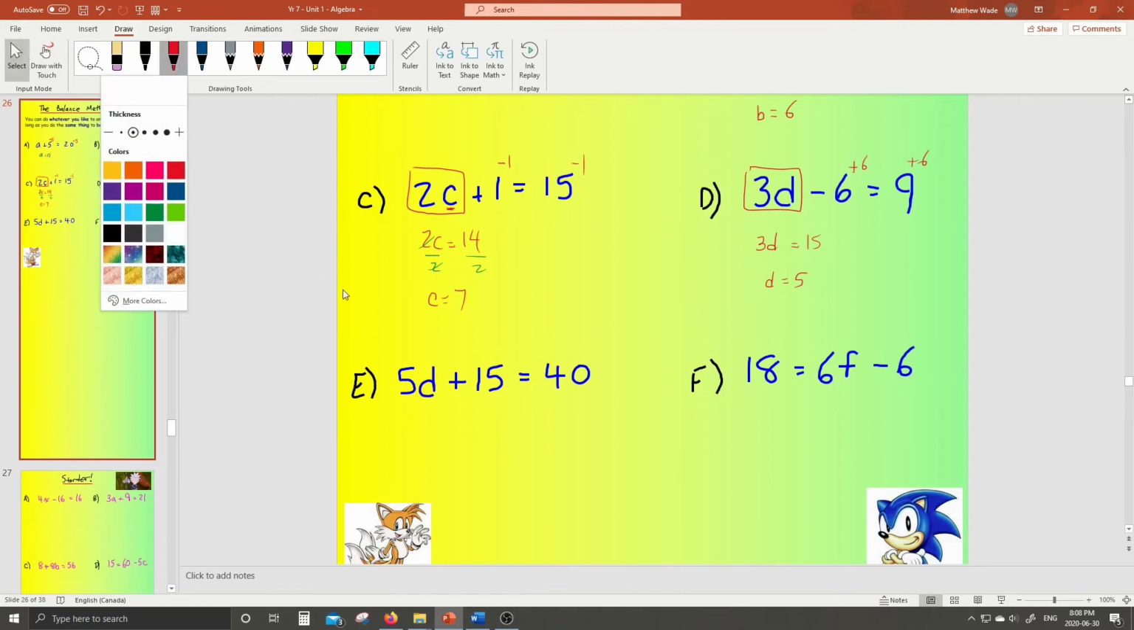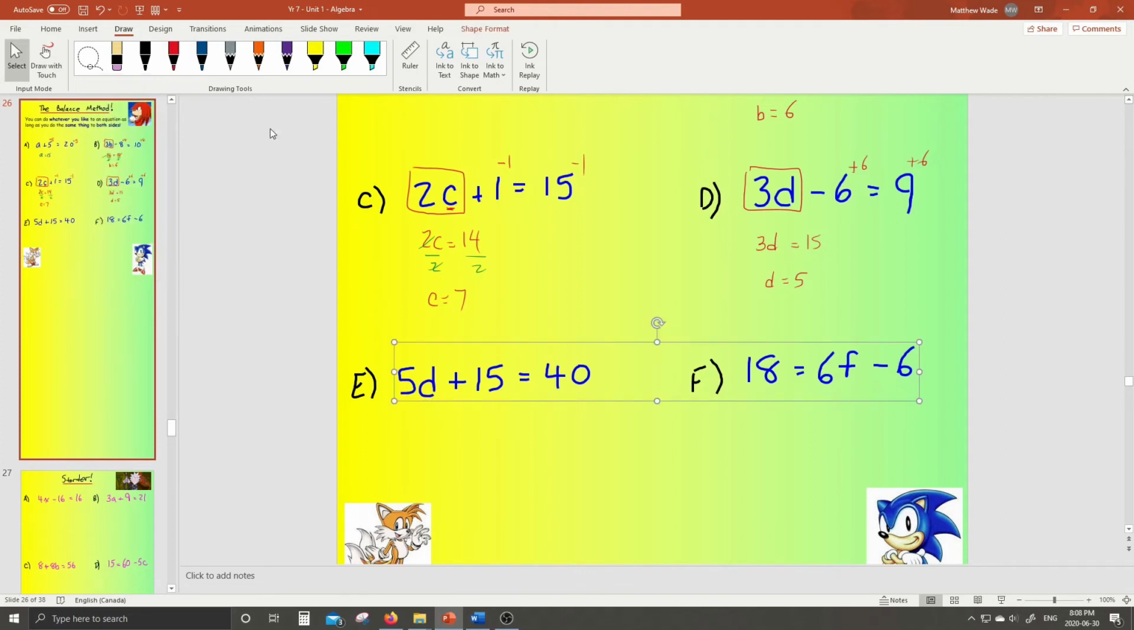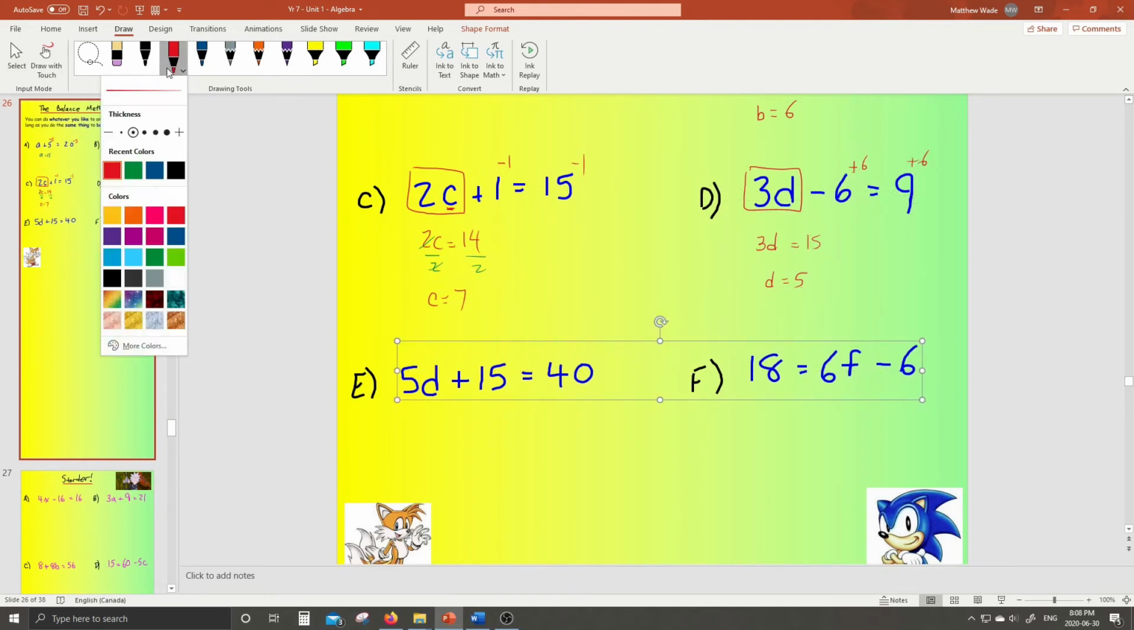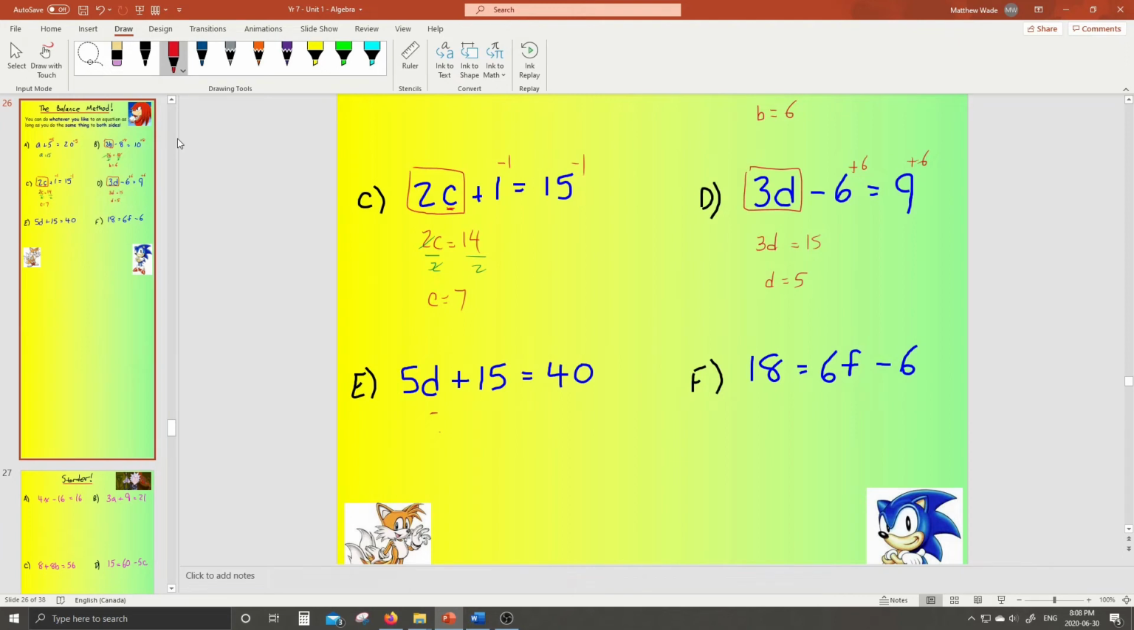Now, if you would, step 1, what are we going to do as our first step again? Well, I'm after the D. Okay, there it is. There's the D there. It's with its mate, the 5, but there's a plus 15. So we're going to take away 15, leaving you just on this side with 5D. And on this side, 40, take away 15, which is 25. 5 lots of what to make 25? Well, 5, and that is your answer.